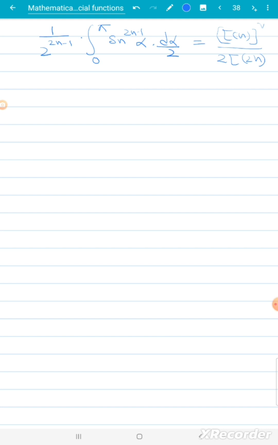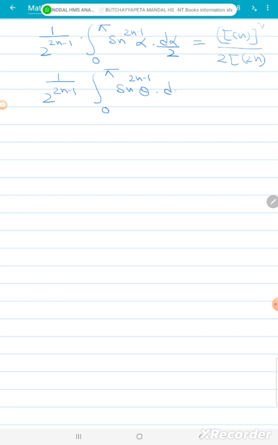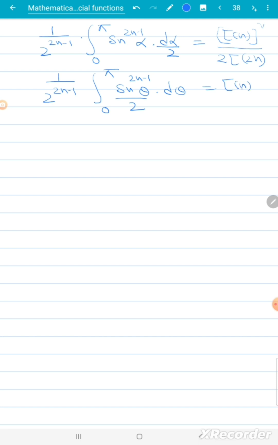I would like to change this integration as 2 to the power of 2n minus 1 into the integration from 0 to pi of sine to the power of 2n minus 1 theta d theta by 2 into 2, so 2 to the power of 2n, equals gamma of n whole square by 2 into gamma of 2n.